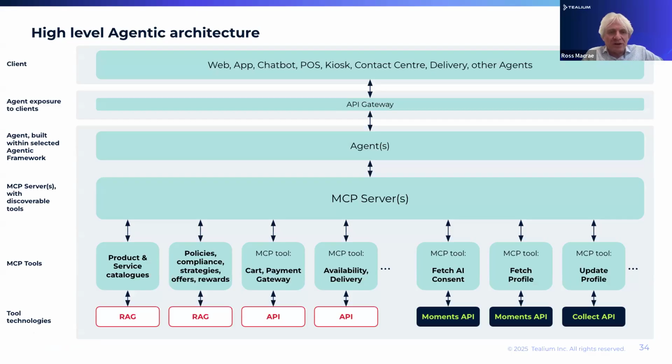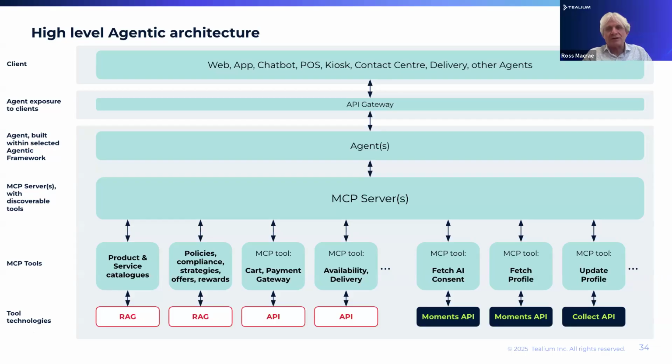So in the bottom left of this diagram, this is basically an architecture of an agentic chat or an AI agent, really. At the very top of this picture, where it says web, app, chatbot, POS (point of sale), kiosk, contact center, this is where your agent might be surfaced. We've been talking about chatbots, for example, but these are all examples. And down the bottom, ultimately, is a set of tools that you need to expose to your agent so that it can have the context that it needs.